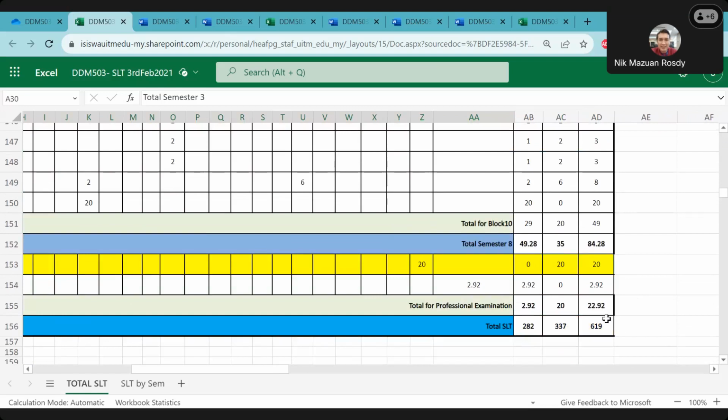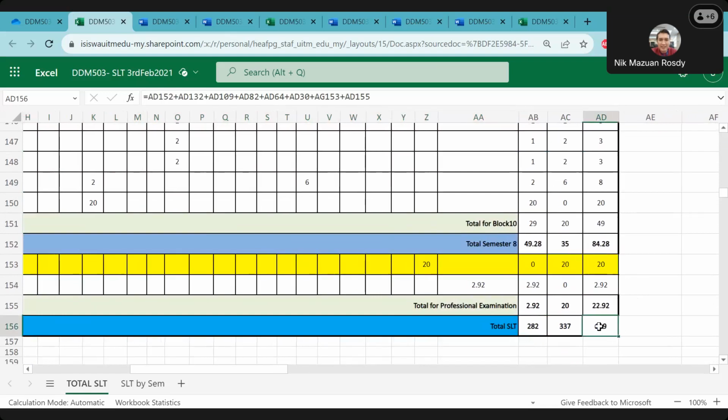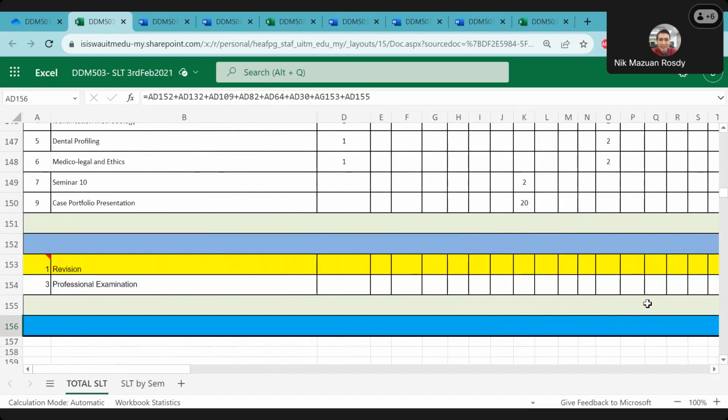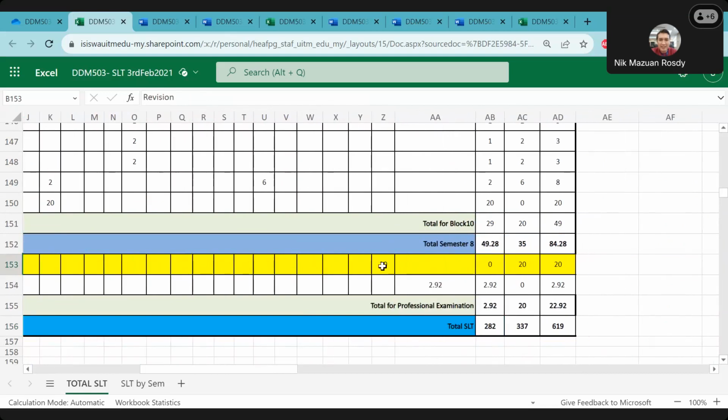Yeah, 619. You tengok data course info kan, 619. Okay, so untuk SLT, the big catch is exam. Okay, revision ni sebenarnya 20 jam, revision yang dalam apa orang panggil tu, revision week. Okay, kenapa 20 jam je?